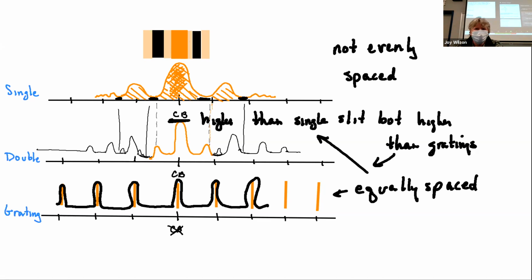Okay, I need you. Bye-bye. So let's show you some diffraction.